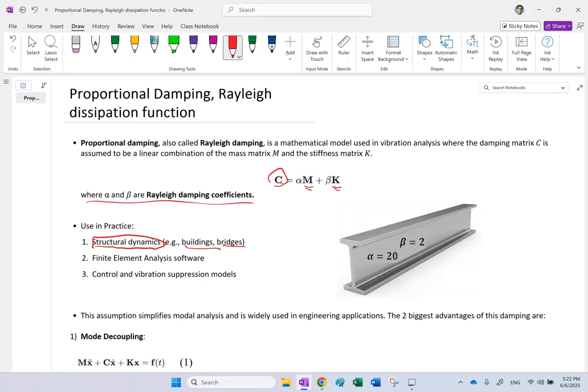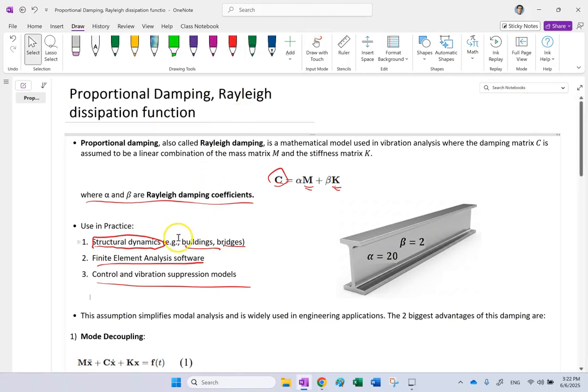You can see it in most of the places where you're doing finite element analysis, like in ANSYS, in SolidWorks, and so on. I can show you even in SolidWorks right now that one of the models you can provide is called structural damping, and that is actually a proportional damping model, and it is asking you for alpha and beta. Okay, so you can use that there, and also in control and vibration suppression models. Again, that is one of the places.